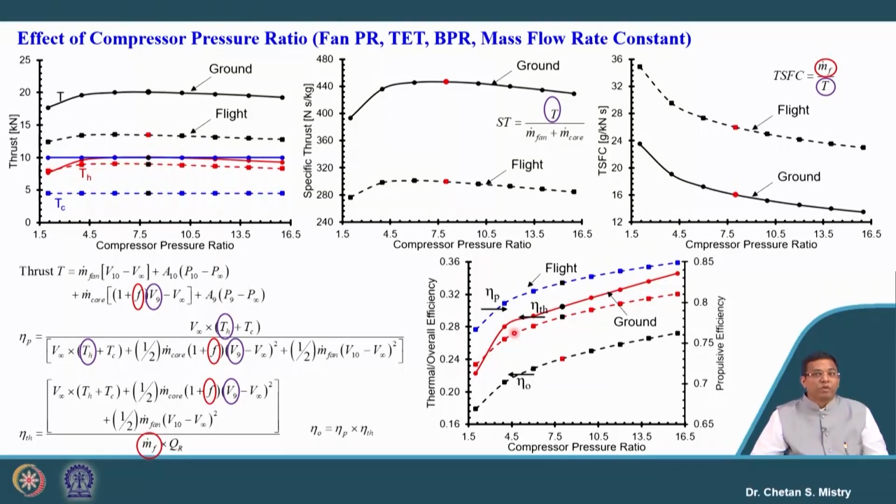So, we have seen for the ground condition with increase of compression ratio our thermal efficiency is going higher. At the same time, for the flying condition we have observed with increase of the compression ratio or compressor pressure ratio, propulsive efficiency was increasing, and that is how the overall efficiency is coming to be higher.